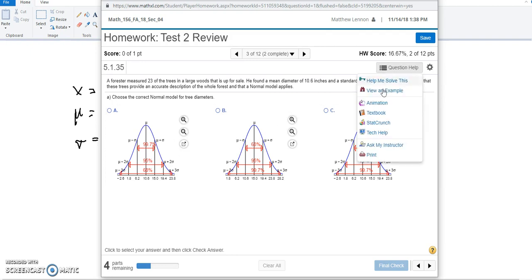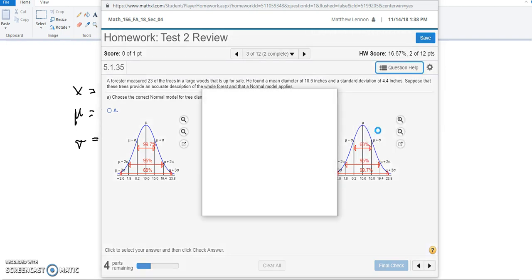So if you go to Question Help, StatCrunch, sorry, my computer's behaving a little slow today for some reason.